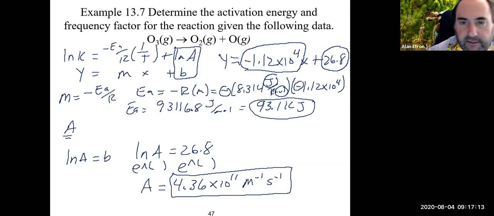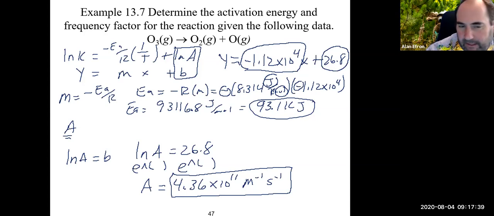Any questions on how to graphically determine the activation energy? So obviously, I wouldn't anticipate you having to graph anything or anything like that. But if a graph was provided for you, you should know how to use it to determine things like the activation energy or the frequency factor. Any questions on that? All right.